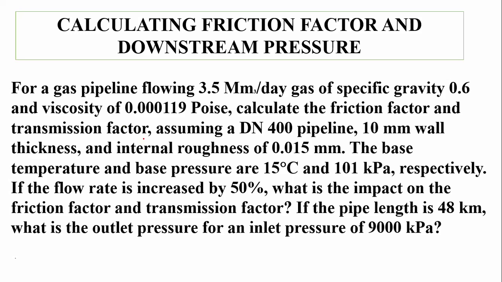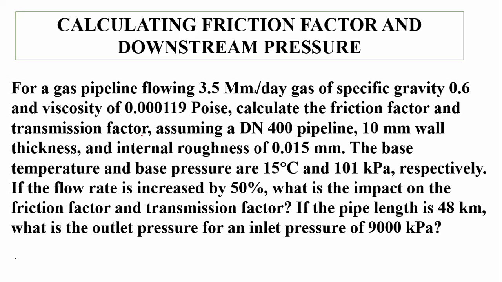For a gas pipeline flowing at 3.5 million cubic meters per day, the gas has a specific gravity of 0.6 and a viscosity of 0.00019 poise. Calculate the friction factor and the transmission factor.